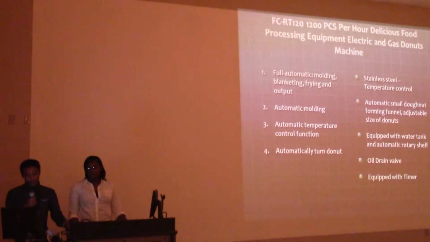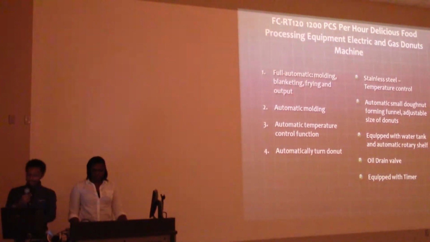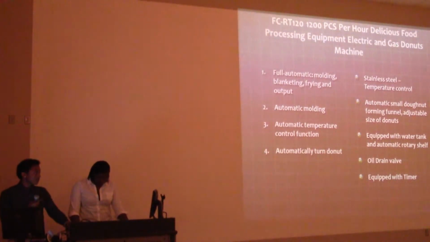Just more facts about it: full automatic molding, blanketing, frying, and outputting, automatic temperature control functions, and automatic donut turning. And these are basically just saying it does the same thing as we would do naturally, just with machinery. So you cut down on labor, perhaps. You have a machine that can do it for you.